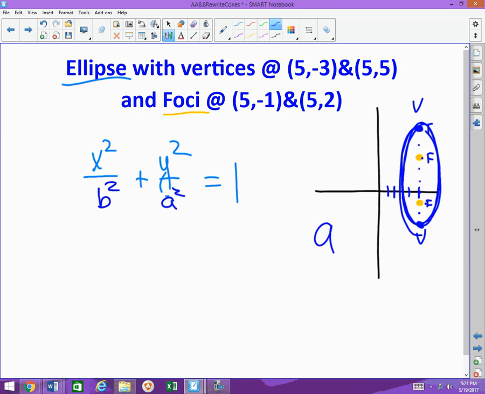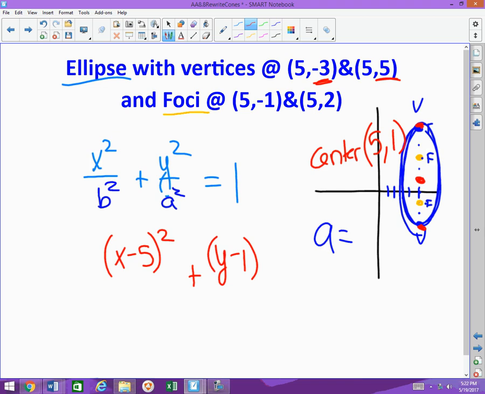And a is the distance from the center to a vertex. Well, we better find the center first. And if this is (5, 5) and that is (5, -3), halfway in between -3 and a positive 5 is 1. So our center is at (5, 1). And that would make our equation (x - 5) squared plus (y - 1) squared equals 1.